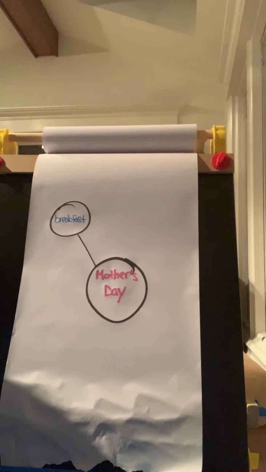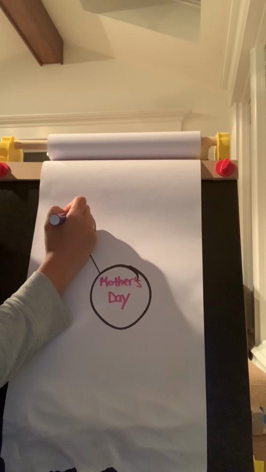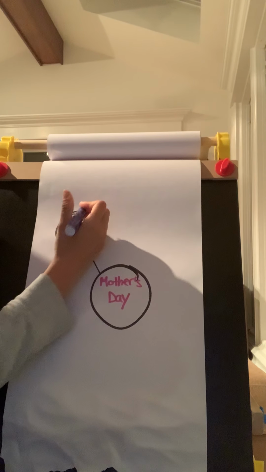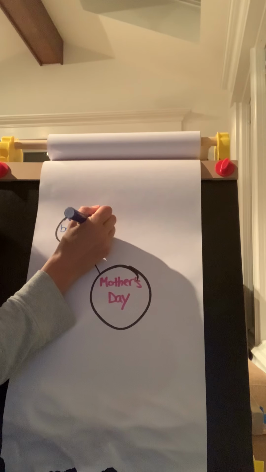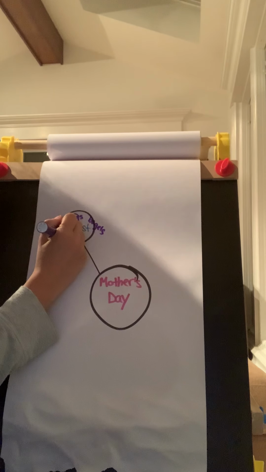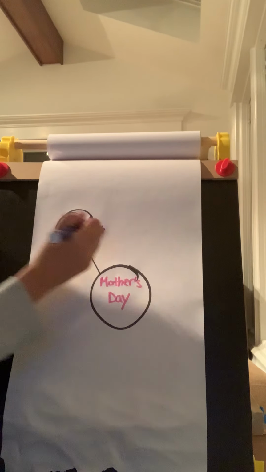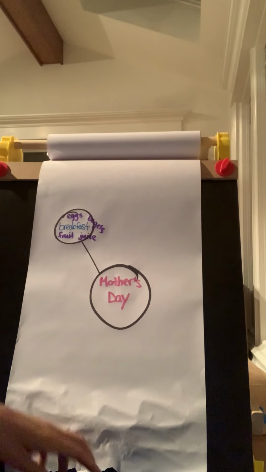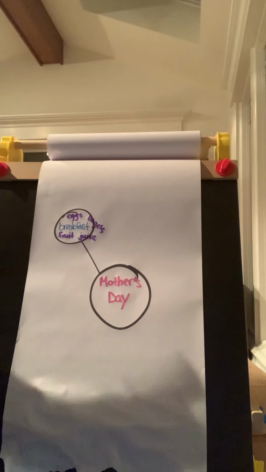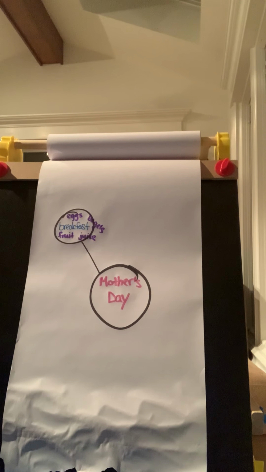So let me just put this like this. Okay, perfect. So, breakfast. Now, I want to include some of the things that they did for me for breakfast. So they made eggs for me. They got me some bagels. We had some fruit and juice. Oh, it's delicious. So that was one detail of Mother's Day.